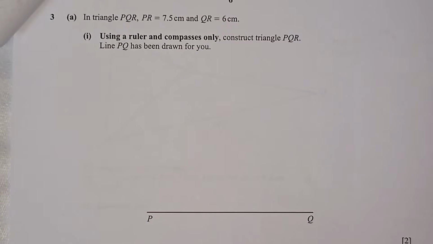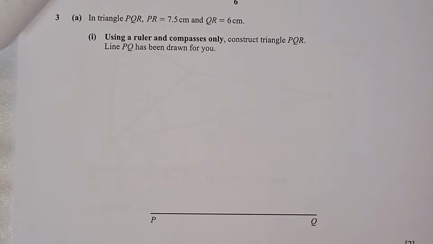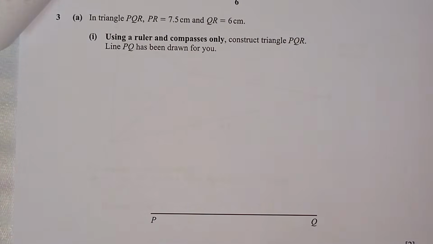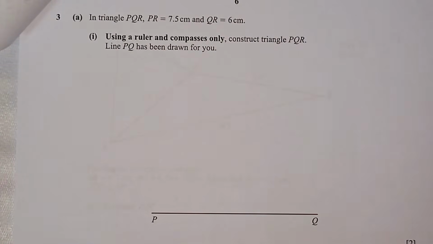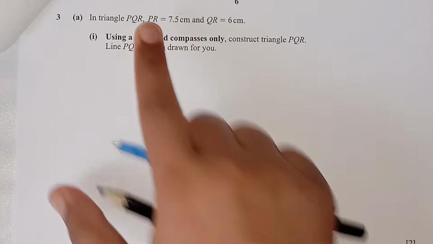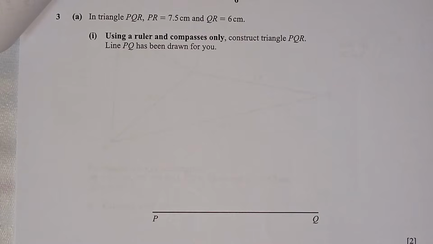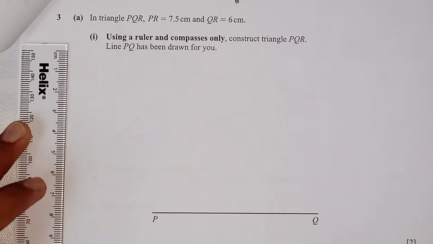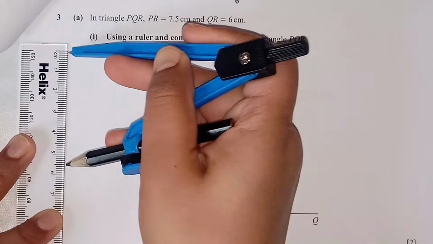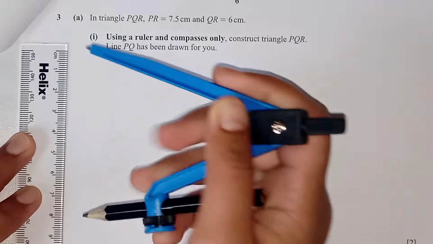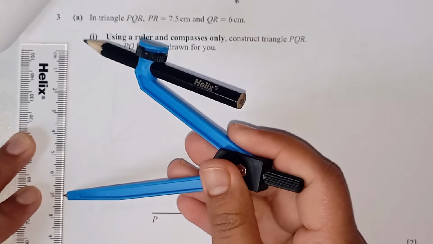Question number 3, part A. In triangle PQR, P to R is 7.5 centimeters and Q to R is 6 centimeters. In the first part, using a ruler and compasses only, construct the triangle PQR. The line PQ has been drawn for you. So for PR, we have been given P. Now we can make R. P to R must be 7.5 centimeters, so we can open a compass to 7.5 centimeters. As you can see, we have 7.5 centimeters over here. So let me open the compass to 7.5 centimeters.